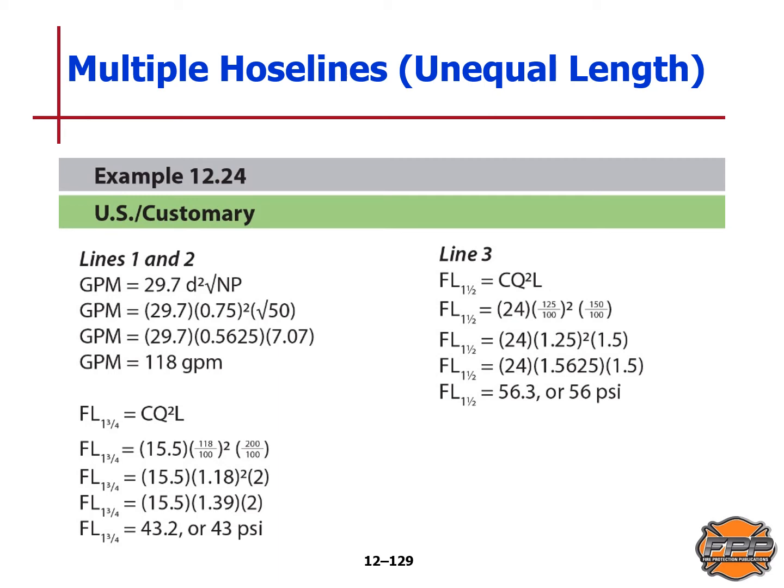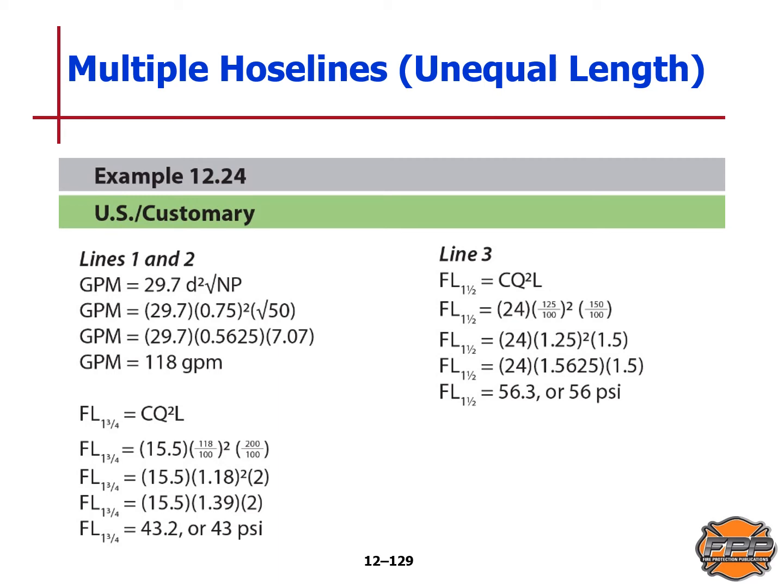Now line 3 is friction loss in the 1 1/2. That gives you friction loss at CQ squared L. Same formula, but you're dealing with a different friction loss. Next, you plug in the numbers. Friction loss of 1 1/2 equals 24 times 125 over 100, that's your flow divided by 100, squared, and 50 divided by 100, which is hose length divided by 100. Then friction loss of 1 1/2 equals 24 times 1.25 squared times 1.5, which is 24 times 1.5625 times 1.5. You're just working out the math. And that gives you a total friction loss in the 1 1/2 of 56.3, or 56 psi.